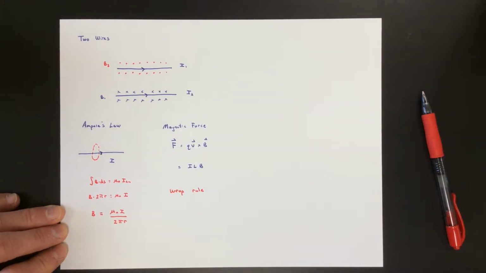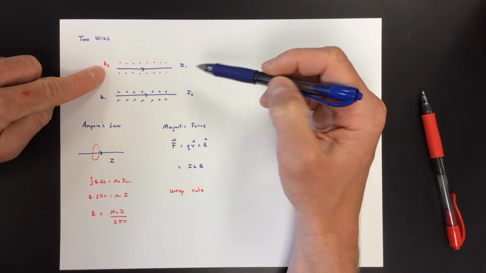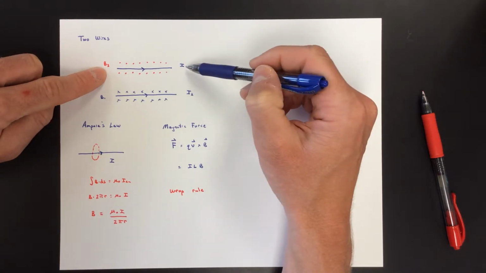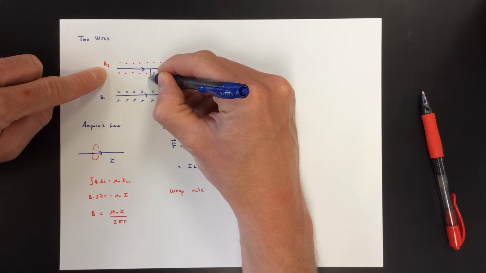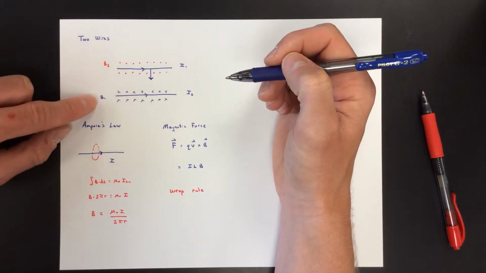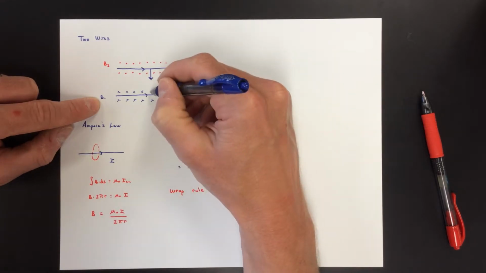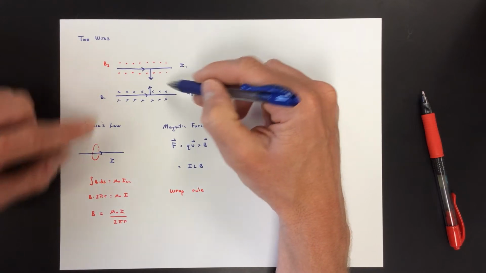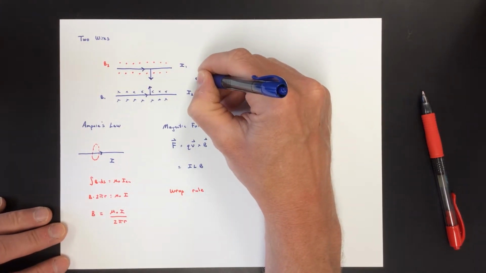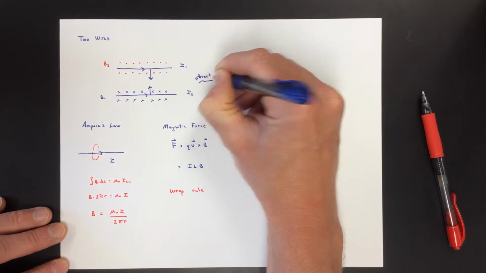Hopefully you can understand that I2 is creating a B field, B2. That B field is going to force this current down, so there's going to be a net force down on that wire. But I1 creates a B field, B1, and it's going to create a net force up. And so if the currents are in the same direction, the two wires are going to attract each other.